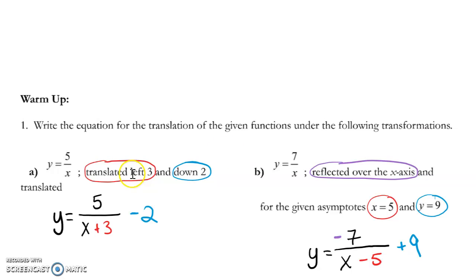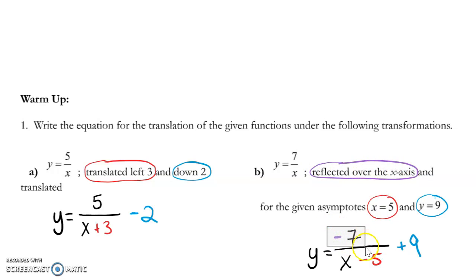All right, to start with number one. Now this 5 doesn't make this the parent function. That just means this has already been stretched, but I'm now performing these other additional transformations. Translate left 3 units, so I'm going to add 3 to the x. I keep the y equals 5 over x. Down 2, I'm going to subtract 2 at the end. This reflect over the x-axis means I'm going to have a negative 7.